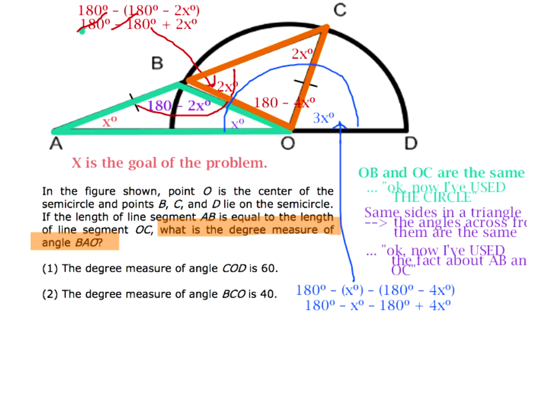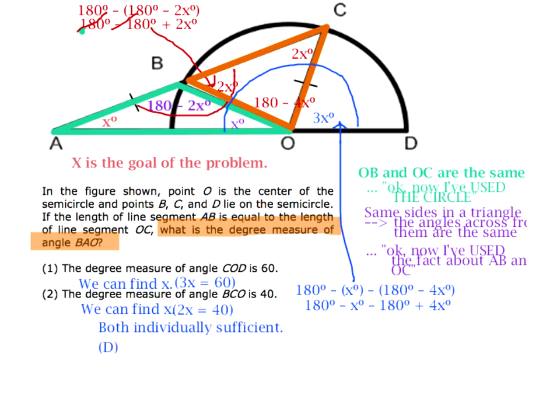Now if you use statement 1, then we can find x because we know that 3x is 60. And if you use statement 2, then we can find x because 2x is 40. So these are both individually sufficient, because the first one tells you that x is 20, and the second one also tells you that x is 20. So both are individually sufficient, and that means the right answer is D, like dog.